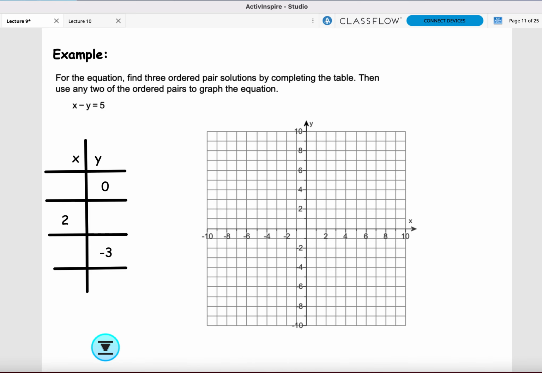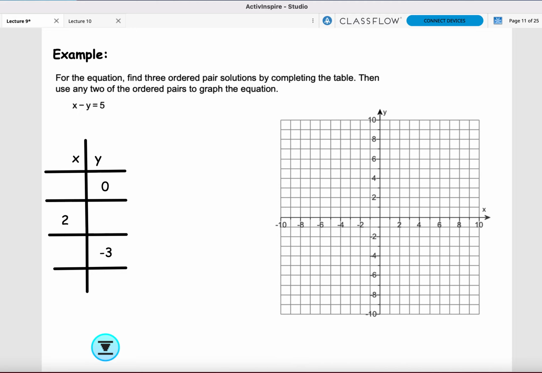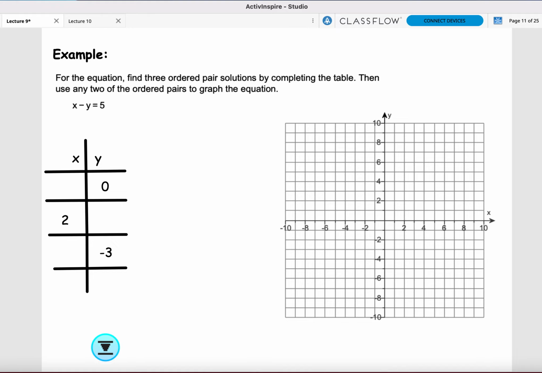So for the equation, find 3 ordered pair solutions by completing the table. Then use any two to graph the equation. Okay, so we have this equation, x minus y equals 5. So what we're going to do is use the equation with these points.